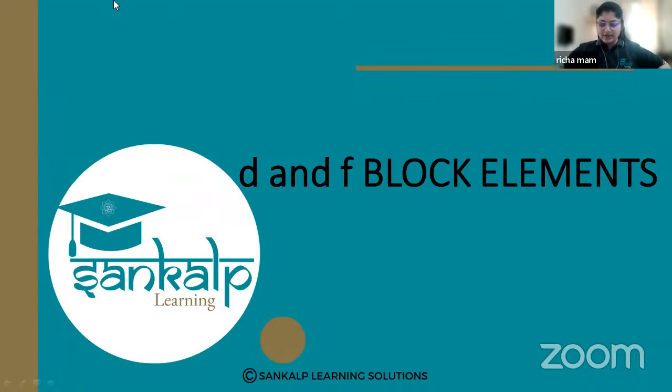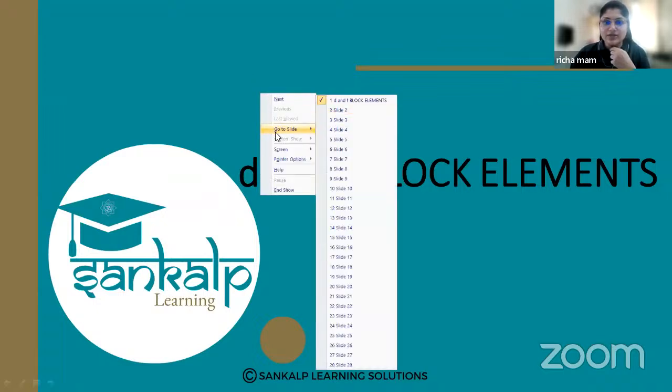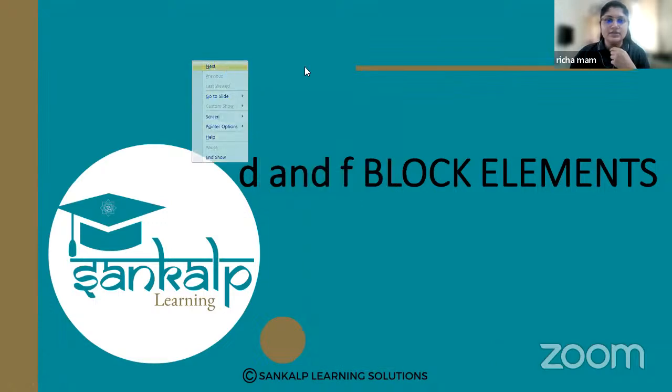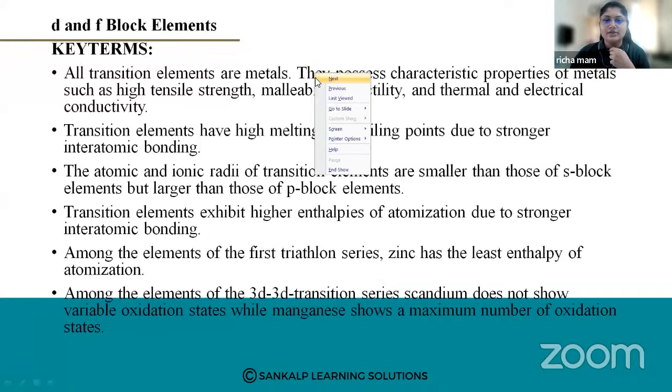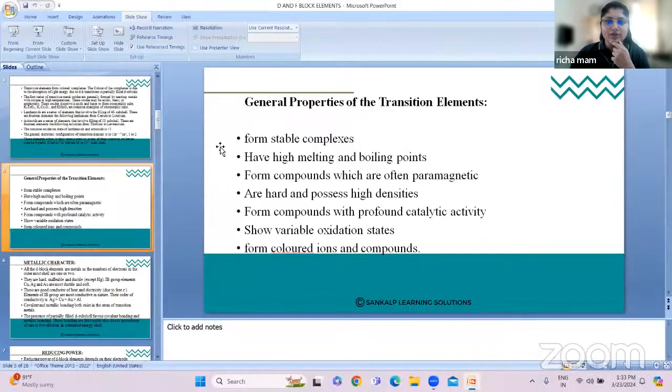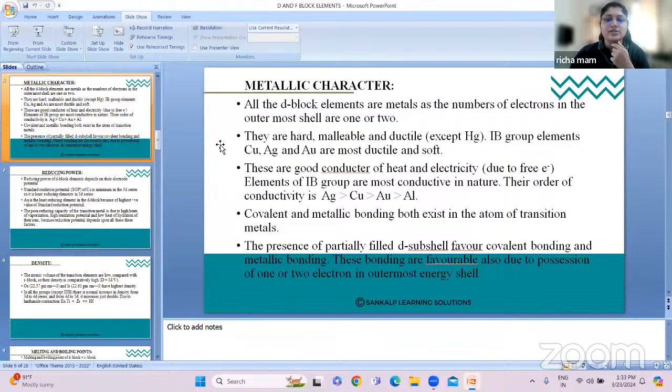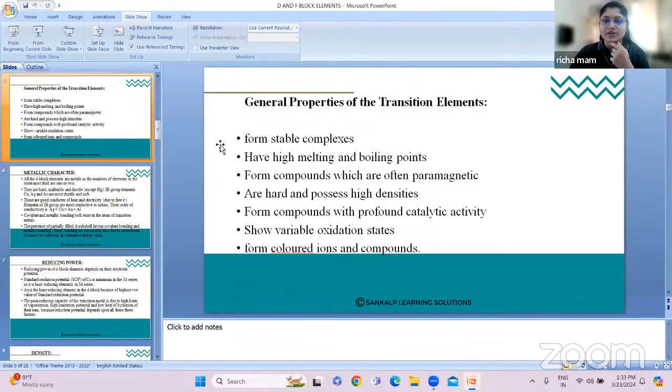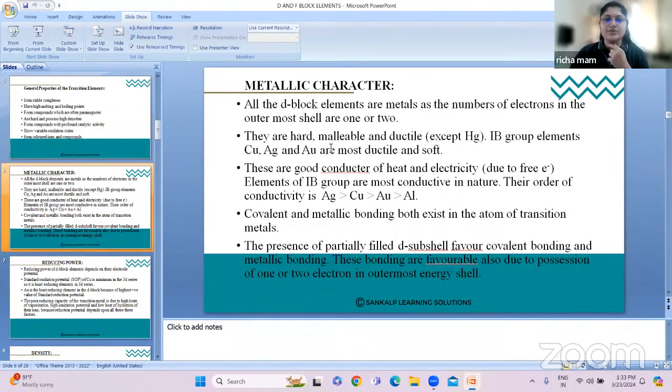So we are discussing the topic D and F block elements, right? We have started with the general properties of transition elements. These are the things which we have gone through: general properties of transition metals, that is metallic character, reducing power, density, melting point, boiling point.